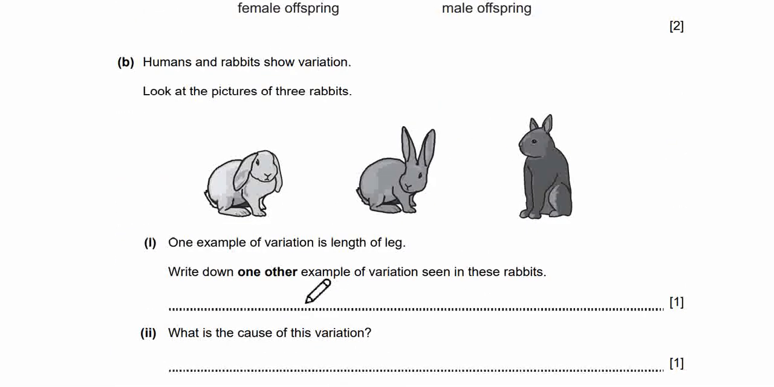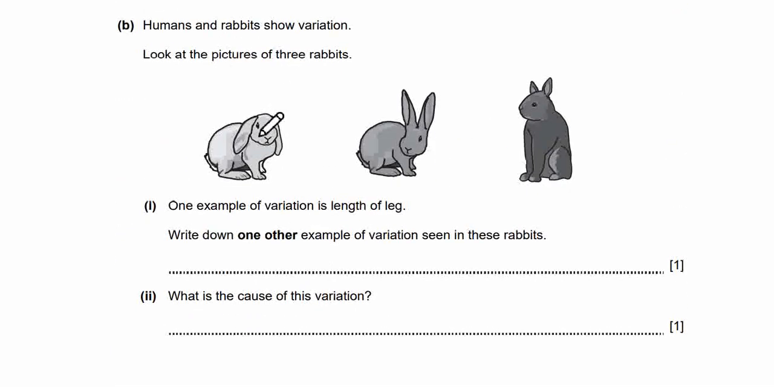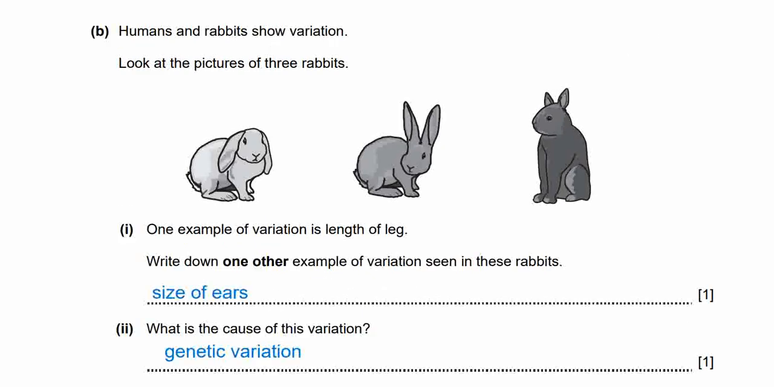Next, humans and rabbits show variation. Look at the pictures of 3 rabbits. One example of variation is length of leg. Write down one other example of variation seen in these rabbits. So we can see clearly is the size of ears. What's the cause of this variation? So it's due to its genes, so genetic variation. So each rabbit inherits genes from their parents. So some are like this, some are bigger size and standing, some are small size.